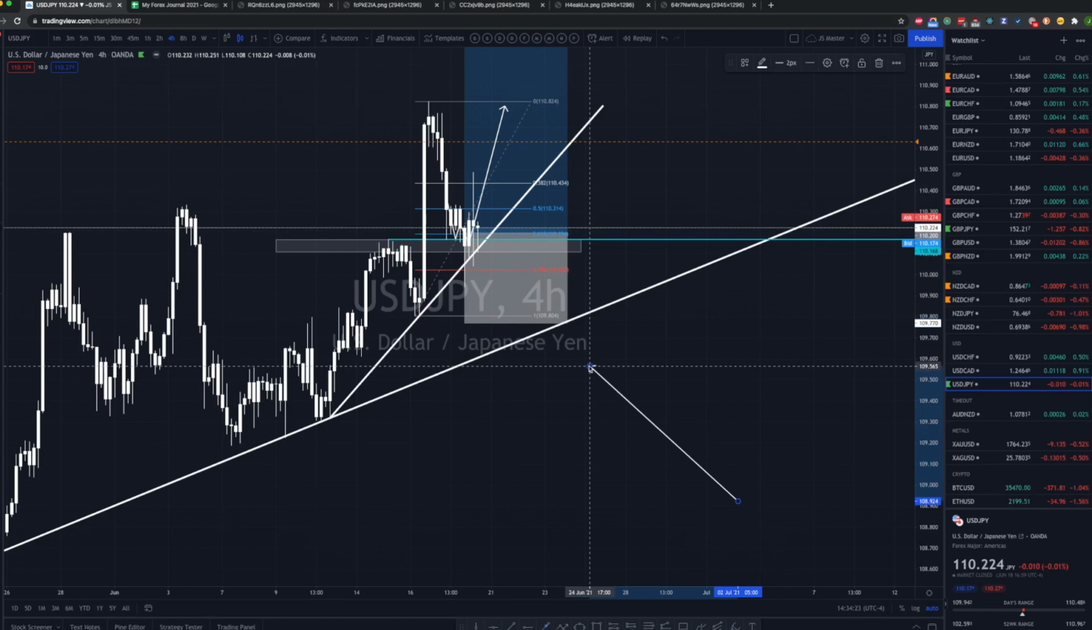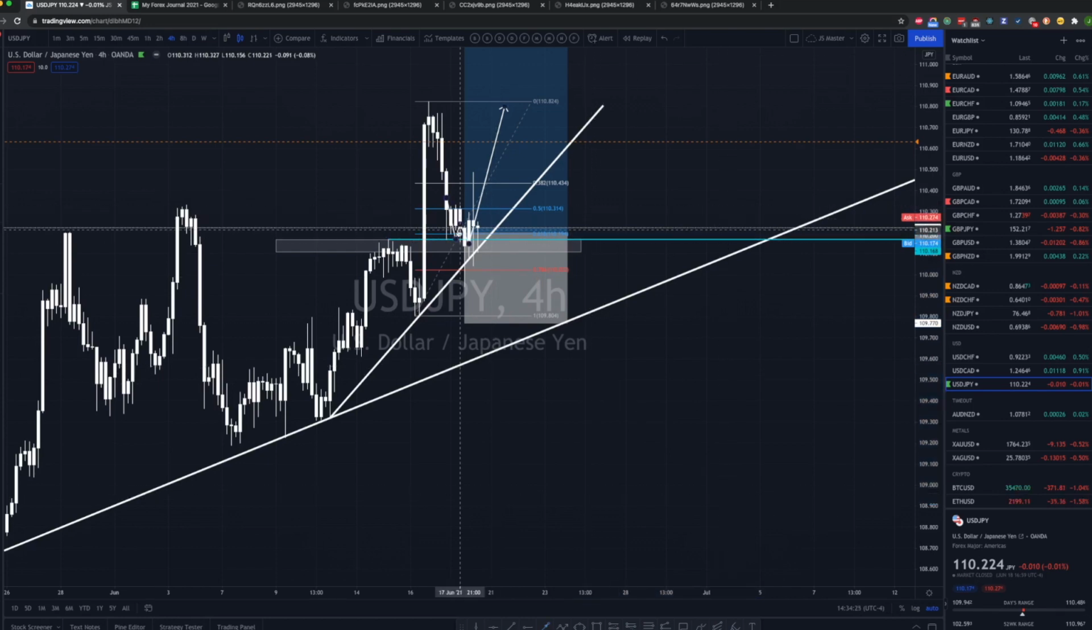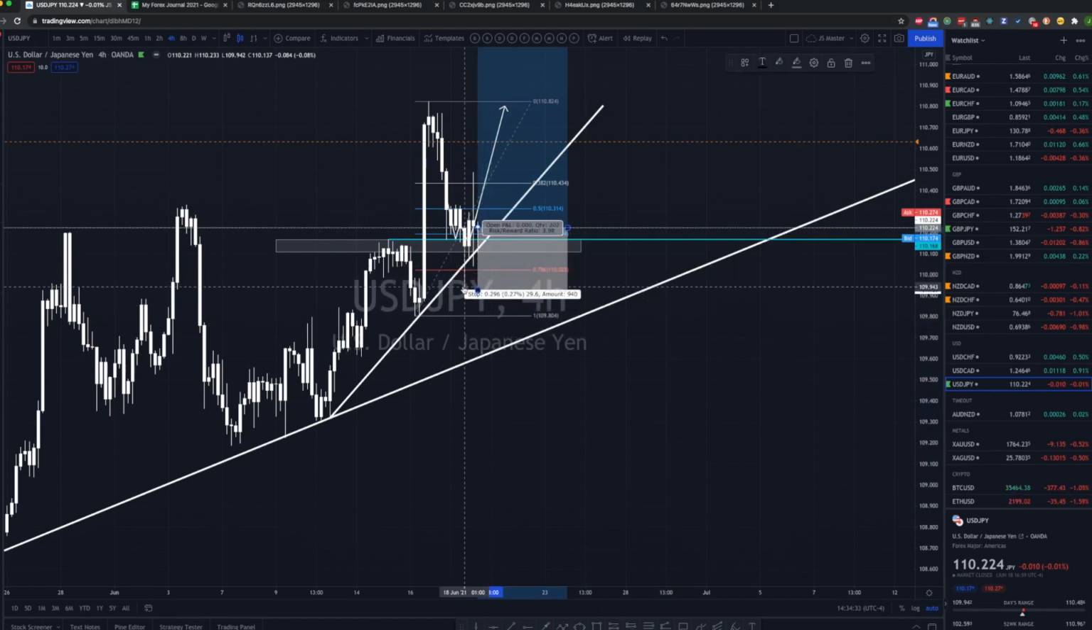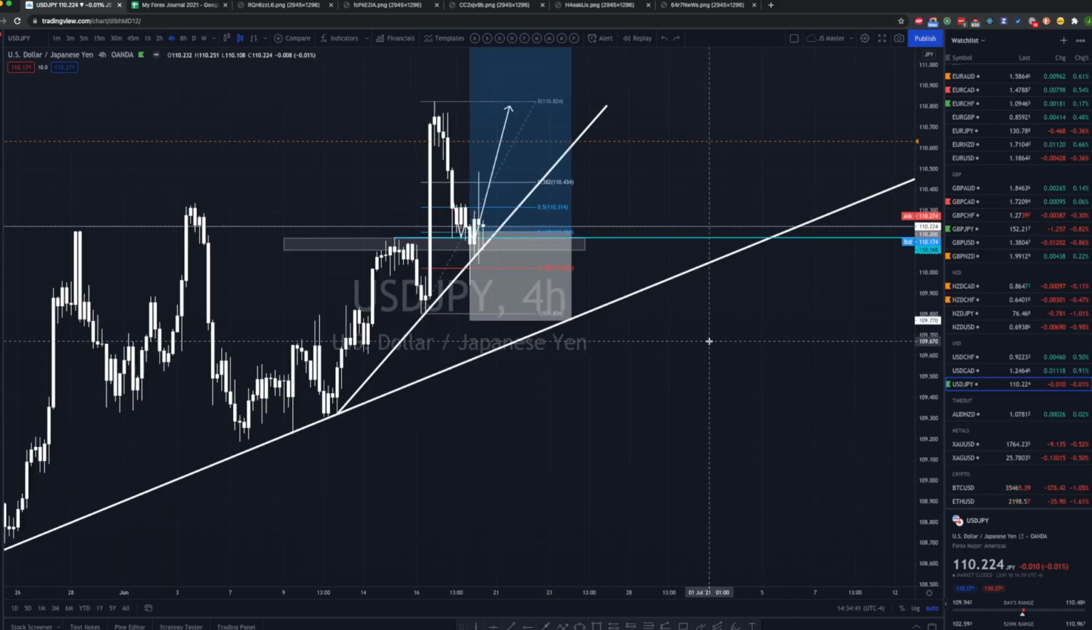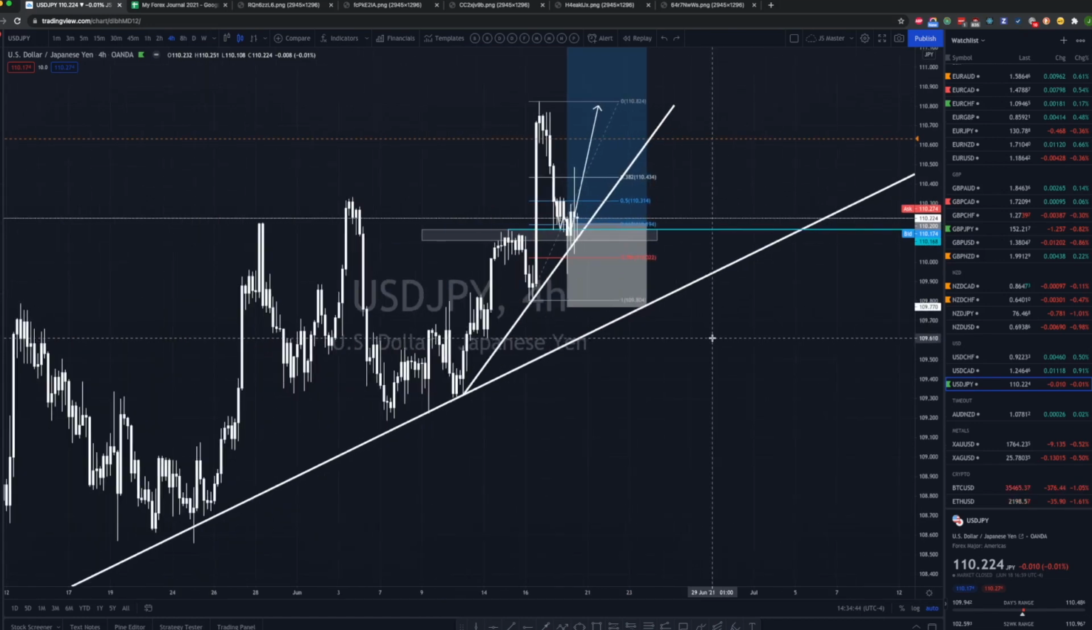I may also do a tighter stop now, in that I may put my stop just beneath the 786 or just beneath this wick here, just increasing that risk to reward a little bit more. But I don't know, we'll see. I'll make decisions once market opens on Sunday.